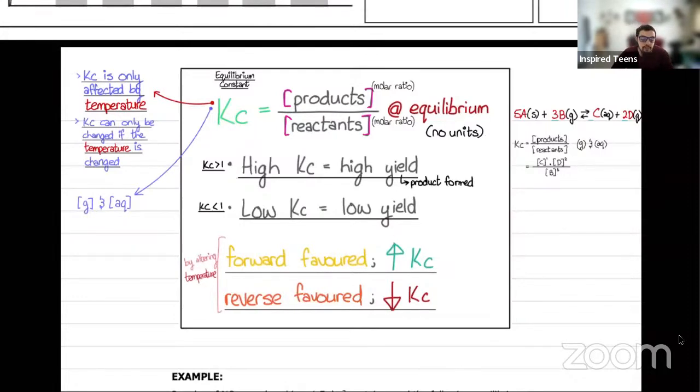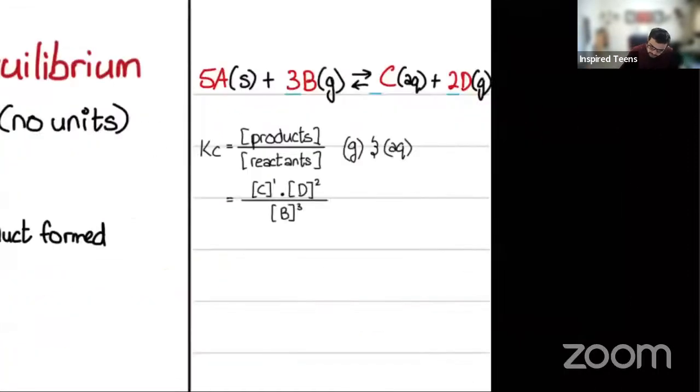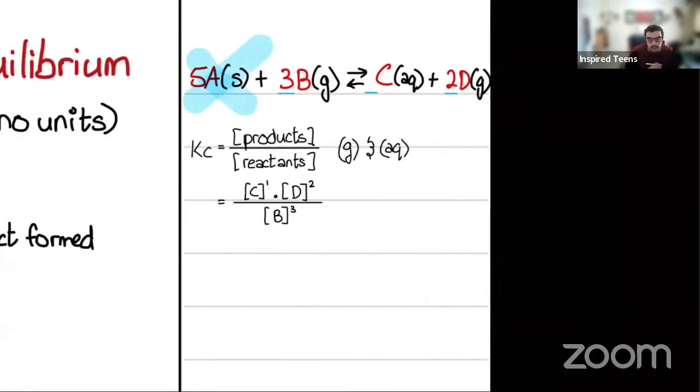Is the Kc value affected by the solid? Nope. And I'll tell you why. The Kc is only affected by two things, which is gas or aqueous. That's why in this case, we didn't even consider the solid at all. And you'll see sometimes in questions, you won't even be able to calculate the concentration of the solid. That's not a problem because you don't need to.